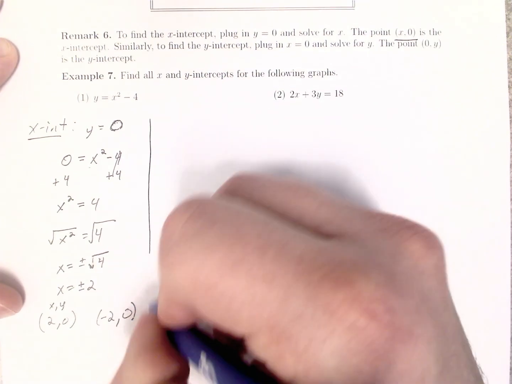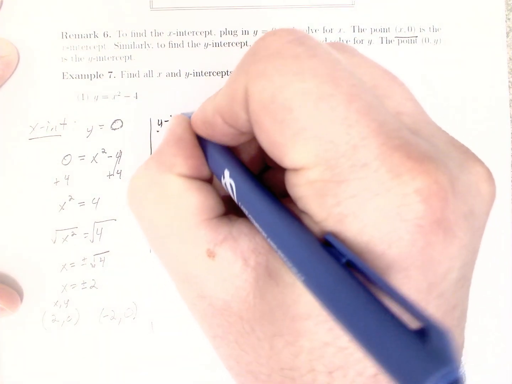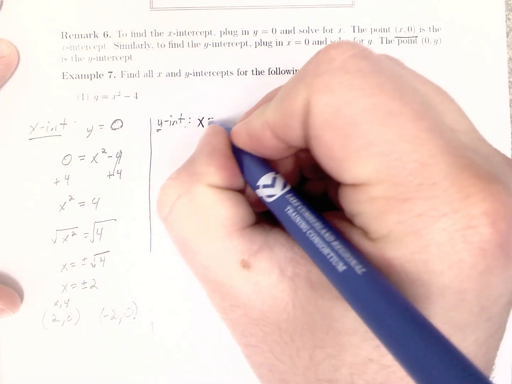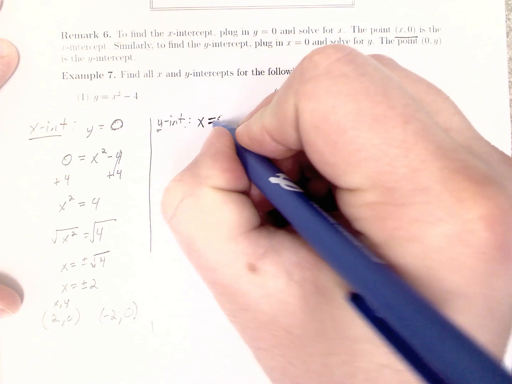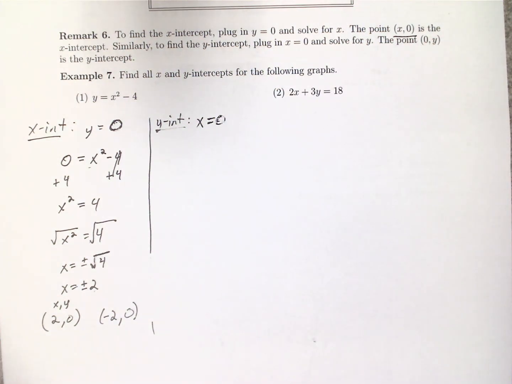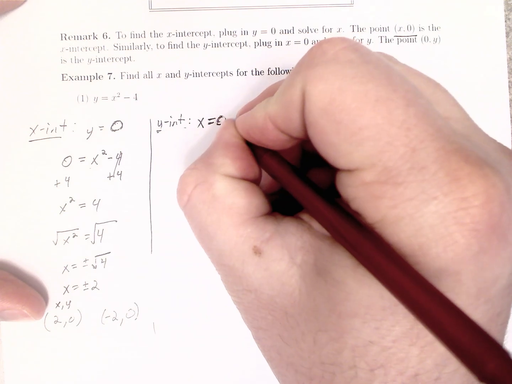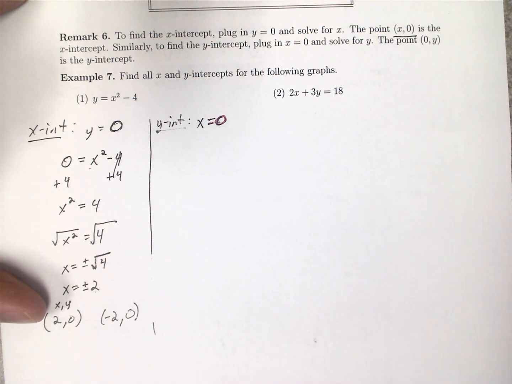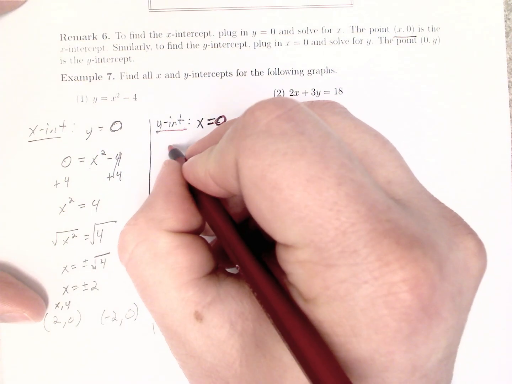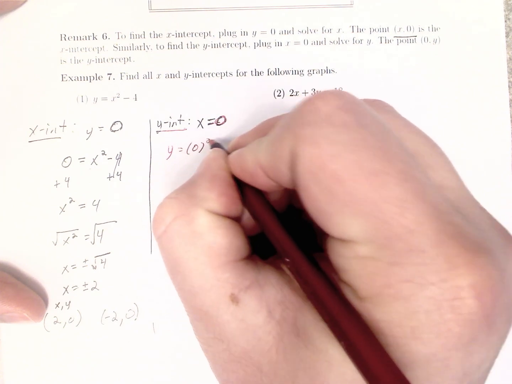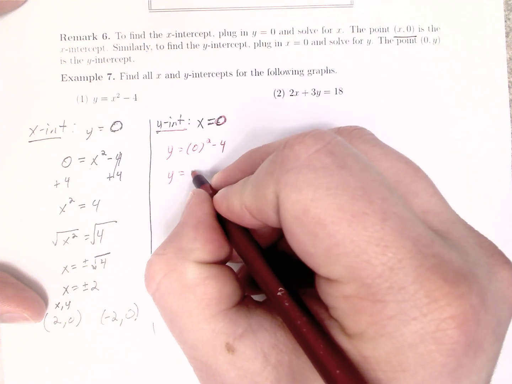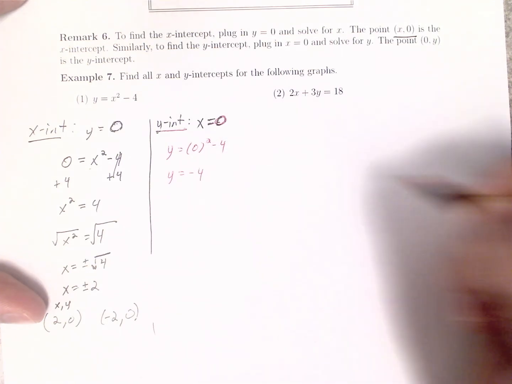Also, we need to do the y-intercepts. Again, to find an intercept, you plug in 0 for the opposite variable. Apparently my pen is dying on me, so let's change that. Change color here. So x equals 0. And so y equals 0 squared minus 4. 0 squared is 0. And we get 0 minus 4 is negative 4.